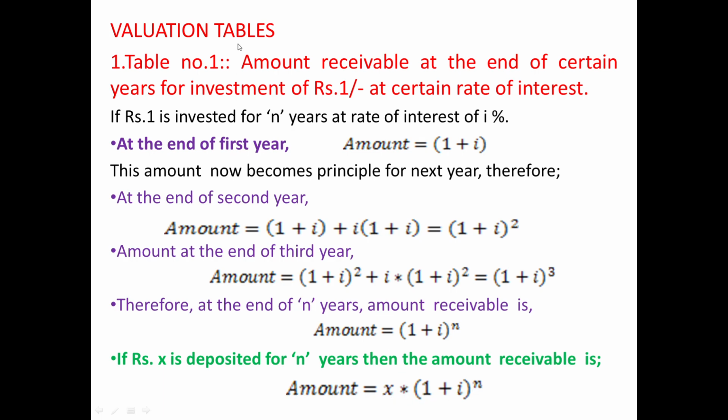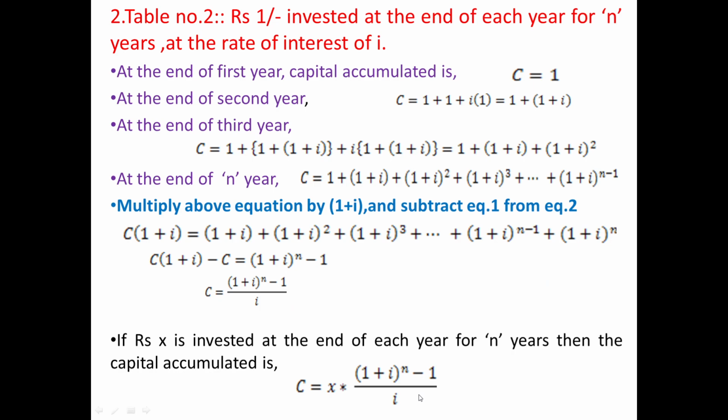So here, Table 1 gives the amount available for an initial deposit of ₹1 for a certain period n, and we can apply it suitably for any amount x. Table 2 is now different. Table 2 is that rupees 1 is deposited every year for a number of years, that is a recurring deposit. Every year you deposit rupees 1 and the rate of interest is I, and we find how much amount shall accumulate.